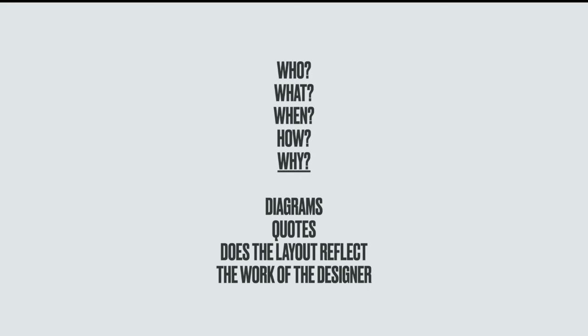Hopefully you've found this tutorial helpful. Just to finish, these are the things that you really should be thinking about when putting your critical links together. First of all, who the artist is, when the work was produced, how it was produced, and ultimately why, and what the artist or designer is trying to say within the work. The way that we do that is through research, diagrams, quotes, and ultimately trying to reflect those ideas into your layout. And if you can do that, you will have a very successful critical link.